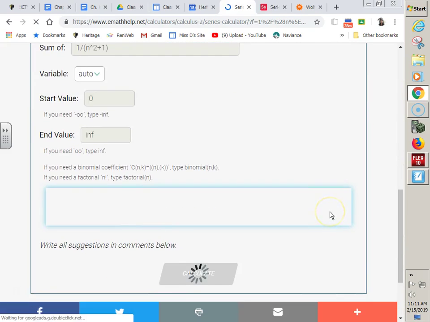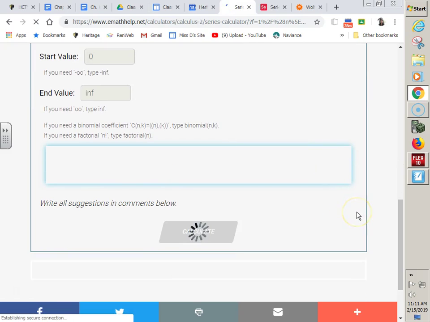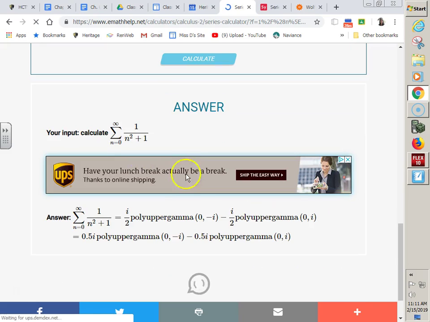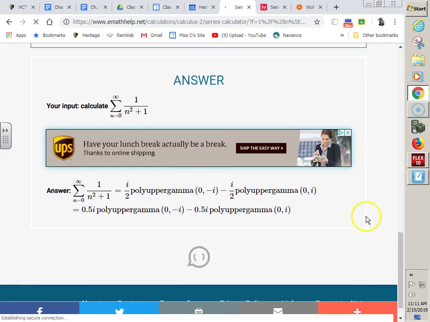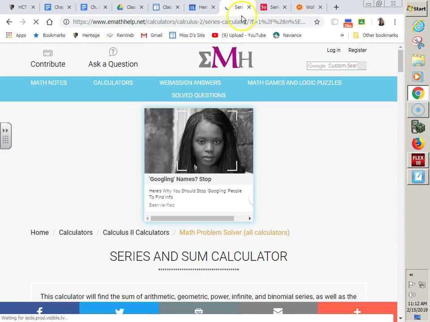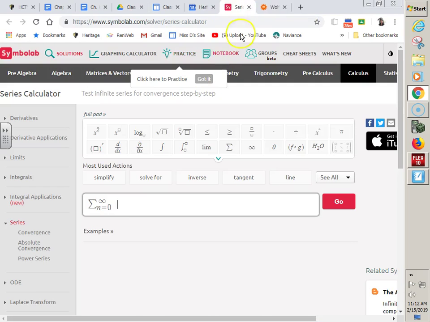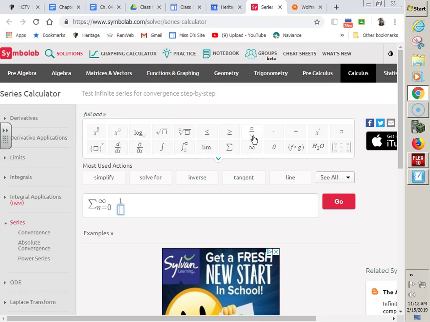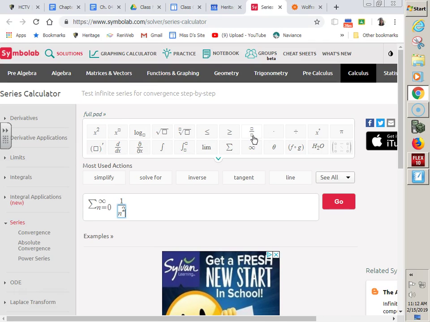Although there's a lot of ads on this one. I don't know if you guys want to do this one. I'm not so sure you want to use this one. It's giving you a notation for estimating that, yeah. That one only works if you're evaluating a series. This one, let's see if this one's any better. This one's a lot like WebAssign, 1 over n squared plus 1. Yeah, this one's a nice one, the Symbolab.